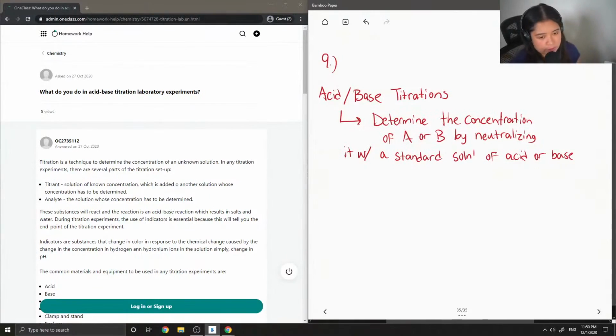So if you're trying to determine the concentration of an acid, you would neutralize it with a standard solution of base. And if you're trying to determine the concentration of a base, you would neutralize it with a standard solution of an acid. So the standard solution has a known concentration.